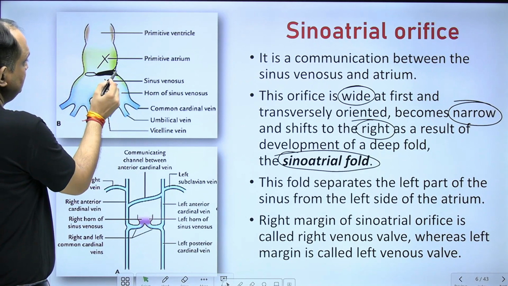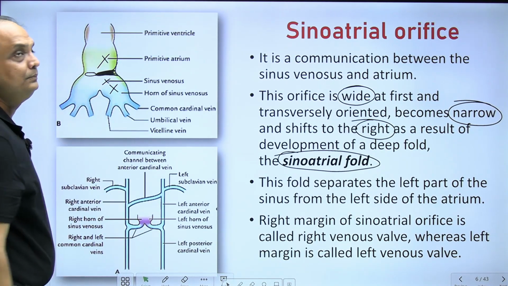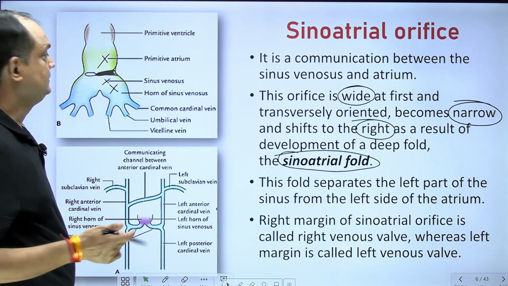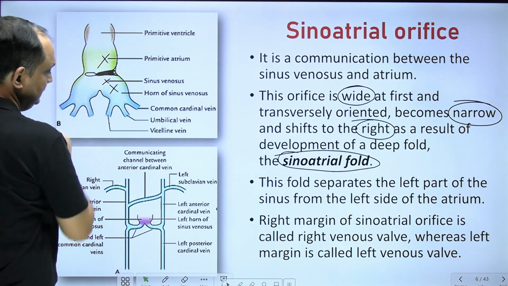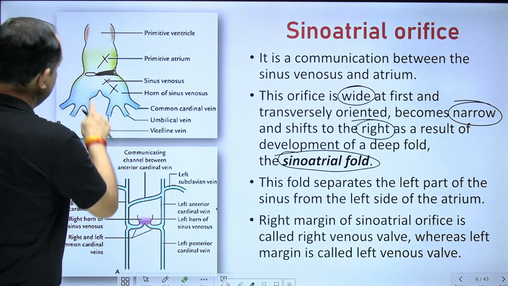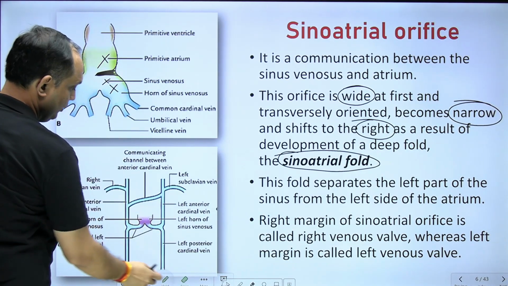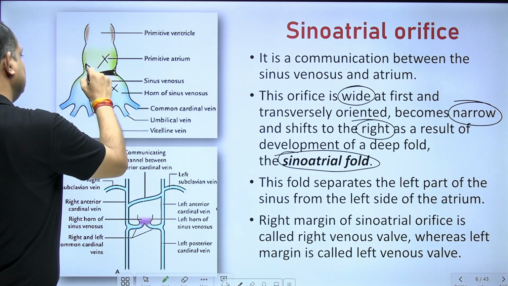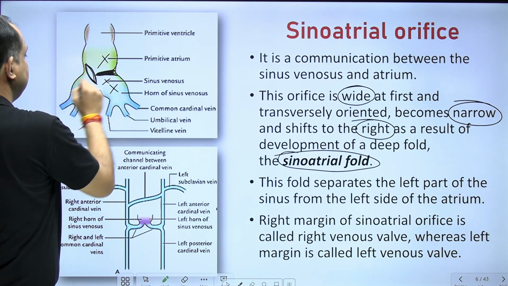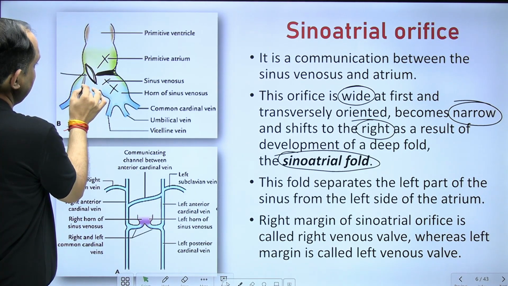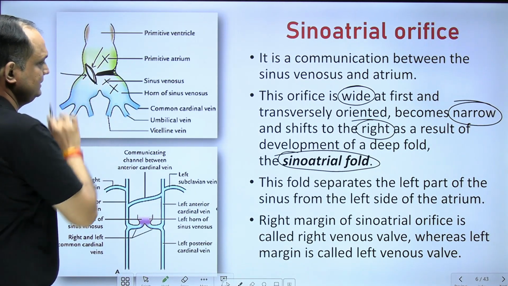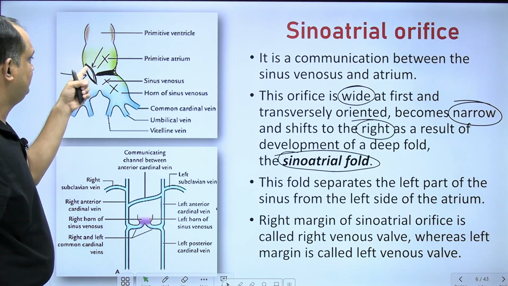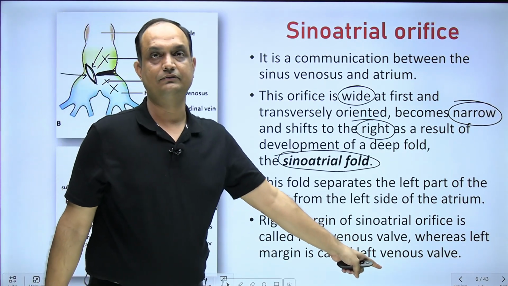When this shifting takes place, the orientation of the orifice is also changed. Now it no longer remains horizontal, it becomes vertical, and it is slightly oblique. So when you see the orifice, it is oriented in such a way, and it has two margins. This is known as the right margin, this is known as the left margin. The right margin is known as the right venous wall, the left margin is known as the left venous wall.